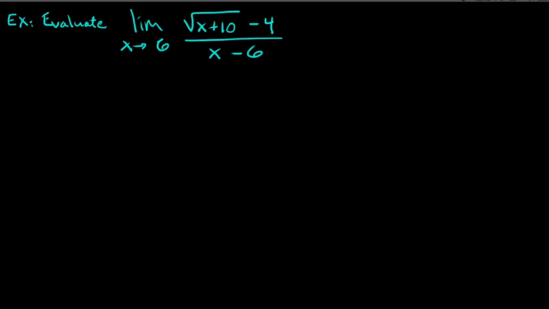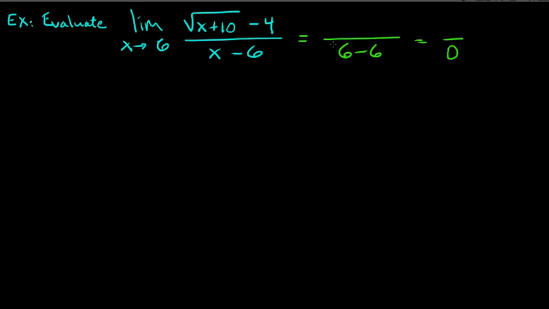Okay, here's our next example. We want to evaluate the limit as x approaches 6 of the square root of x plus 10, and then minus 4 outside the square root, and then all of that divided by x minus 6. Okay, so that's the problem. The first thing you might try is plugging in 6, but I think you'll see very quickly that that's not going to work because the denominator is 0.